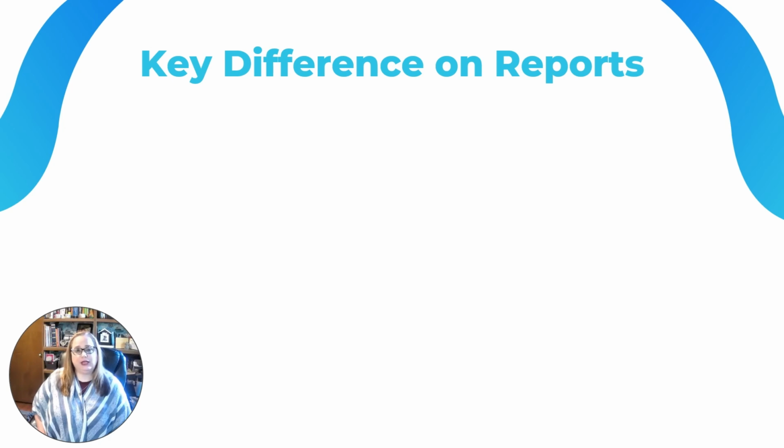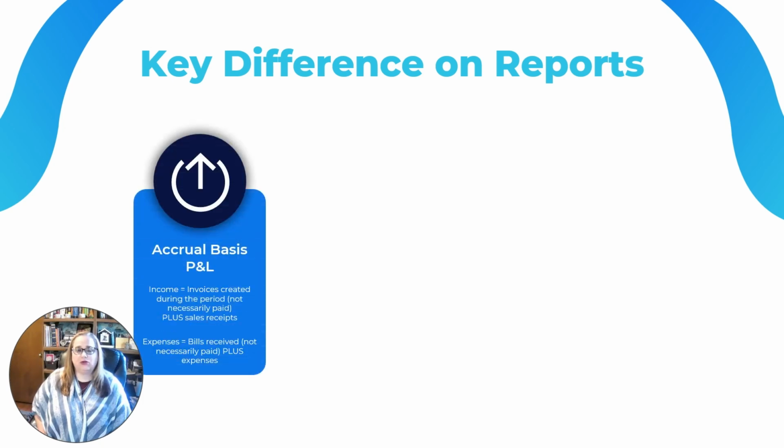Finally, let's go over the key differences between the reports. It's worth mentioning that while an accrual-based business can use either cash or accrual basis for tax and reporting purposes, the results of the numbers have different meanings and implications. On an accrual basis P&L report, the income is based on the invoices that have gone out during the set period. These may not have been paid yet, but they are counted as income. Just to note, sales that are paid immediately do still count in these reports.